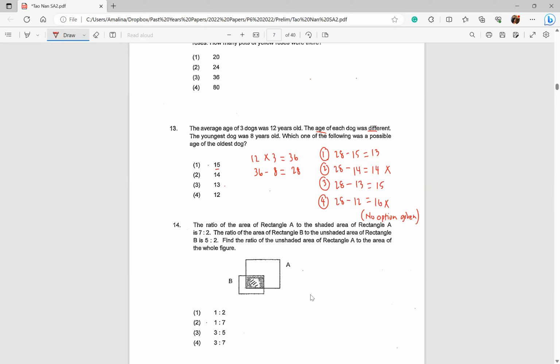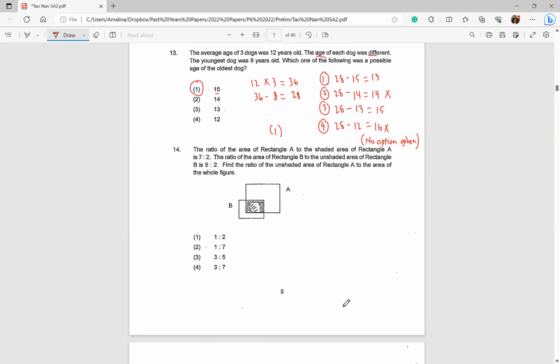So the next best will be 13 or 15. But of course, between 13 and 15, 15 is the older age. So that's why my answer for this is option number 1. Okay, 15 years is the oldest possible for this question.